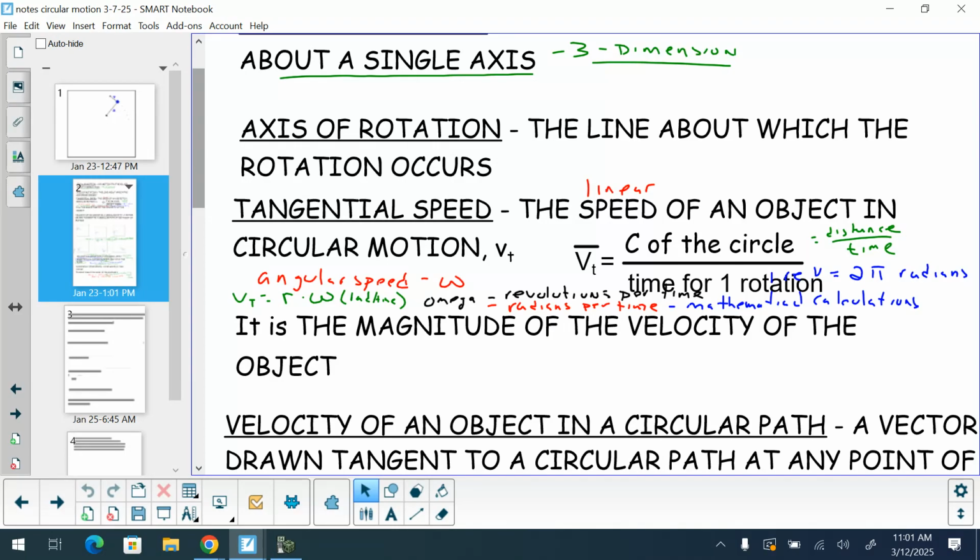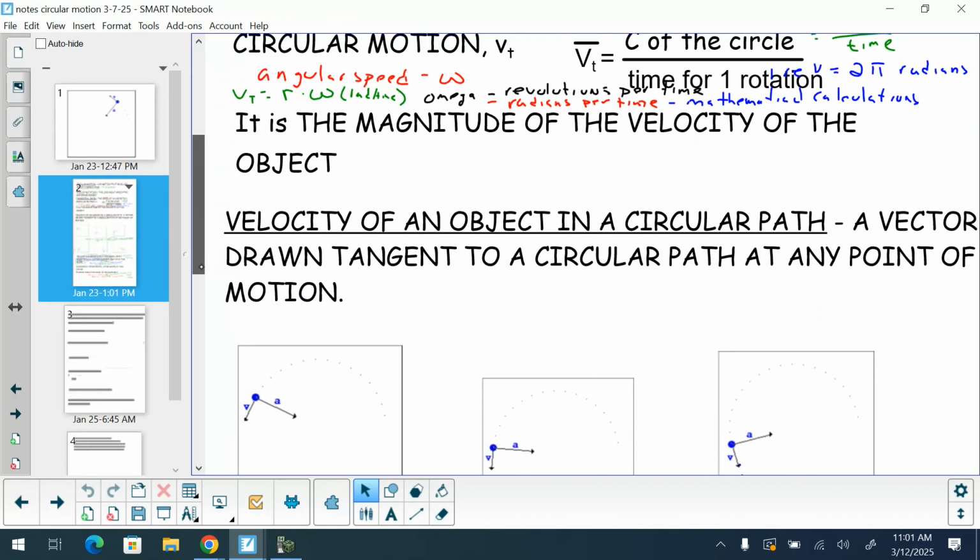We also talked about tangential velocity. Here is an average tangential velocity: it's how much distance we cover for an amount of time. But we can also look at tangential velocity as the radius of your circular motion times your angular velocity omega. So these are all ideas that we talked about on Friday.